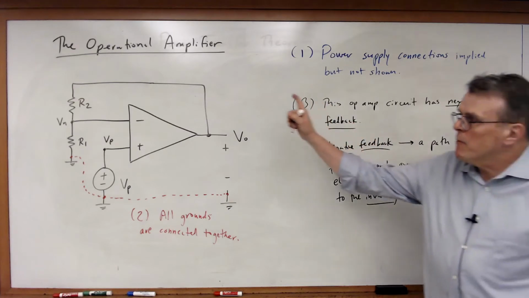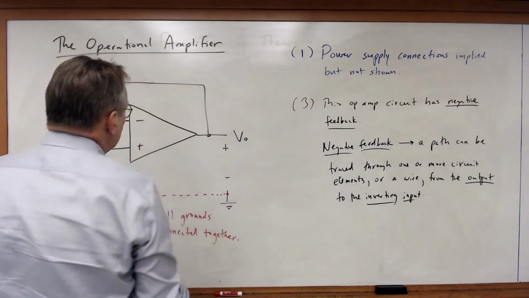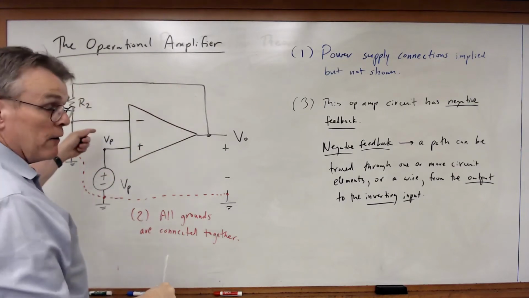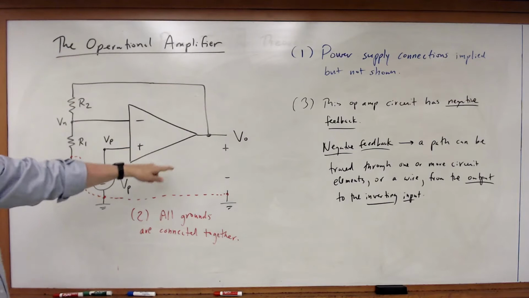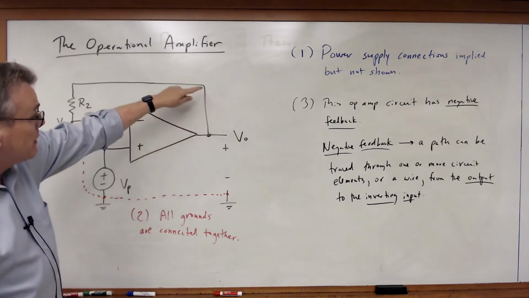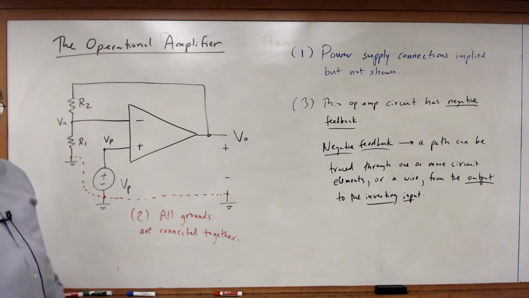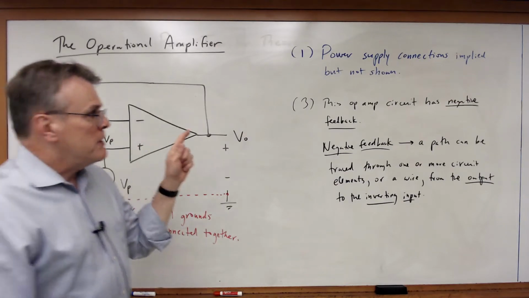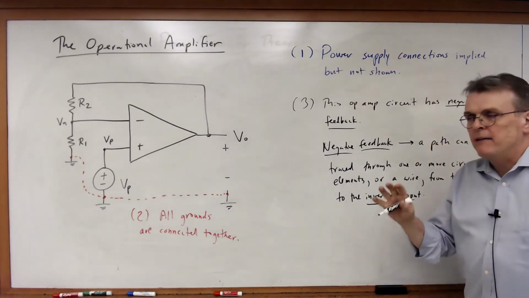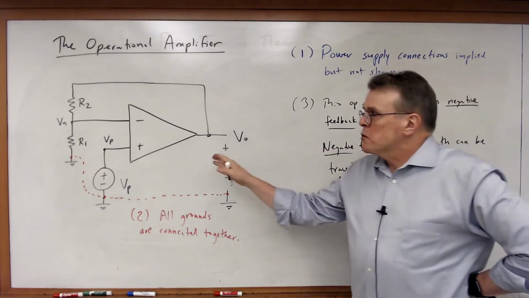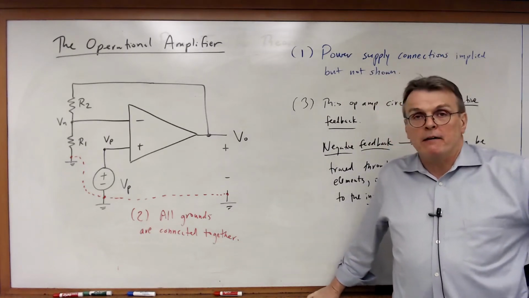Can you go from the output and trace a path to the inverting input, either through just a wire, a direct connection, or through one or more circuit elements? And in this case, we certainly can. I can trace from here through this resistor R2 into the inverting input. So this op-amp circuit has negative feedback, and in fact, every op-amp circuit we're going to look at in this particular course is going to have negative feedback.